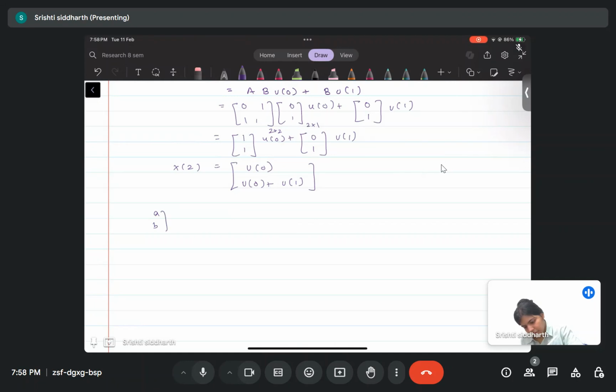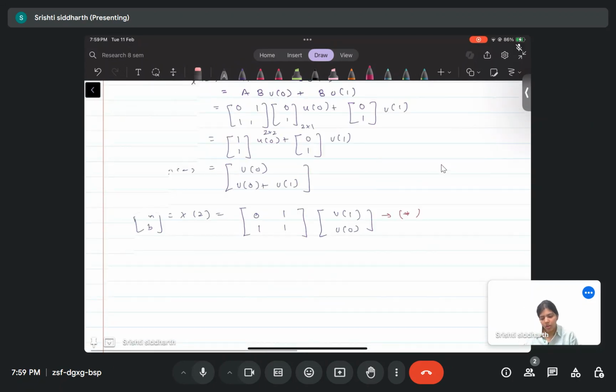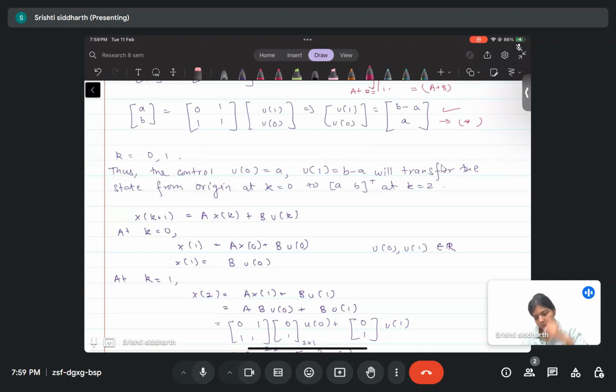So if we want AB to be x2, in terms of u1 and u0, we have 0 and 1, and then 1 1. So this is what we had here. Alright, so this star equation implies that there are u1 and u0 computed like this by taking the inverse of this matrix. This control will transfer the state from the origin to AB in 2 time steps.